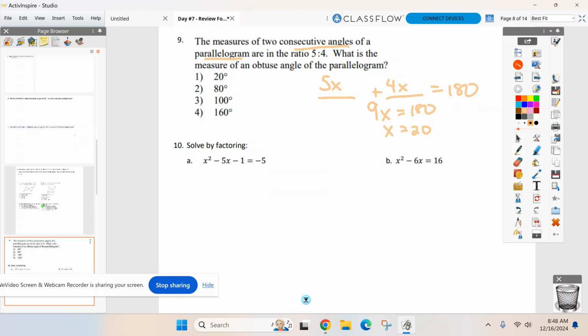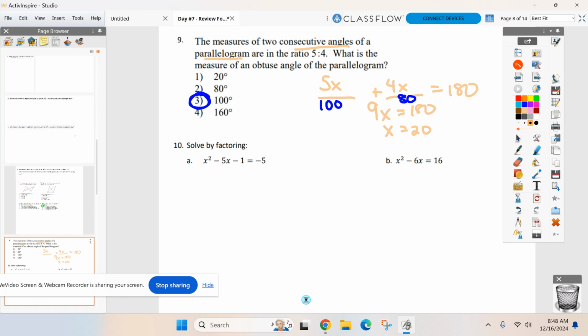So plug 20 in for 5x and 4x. 5 times 20 gives me 100 for that angle. 4 times 20 gives me 80. That worked out, huh? They add to 180. And of the two, the obtuse angle is 100. Okay.